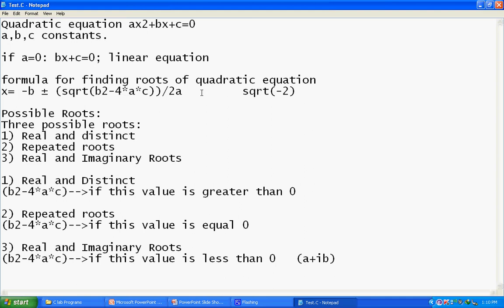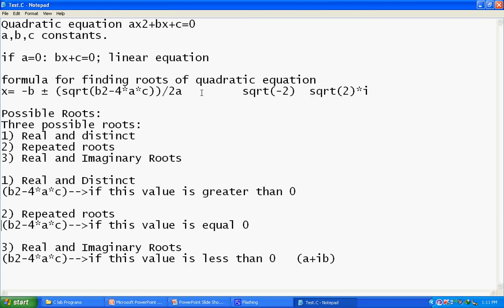Square root of minus 2 can also be written as something like this: sqrt of 2 into square root of minus 1. Yes, I can very well get the square root of 2 value. But what is the value of square root of minus 1? In mathematics, square root of minus 1 is represented as i, called an imaginary number. So, with this I can very easily find the value of the square root.